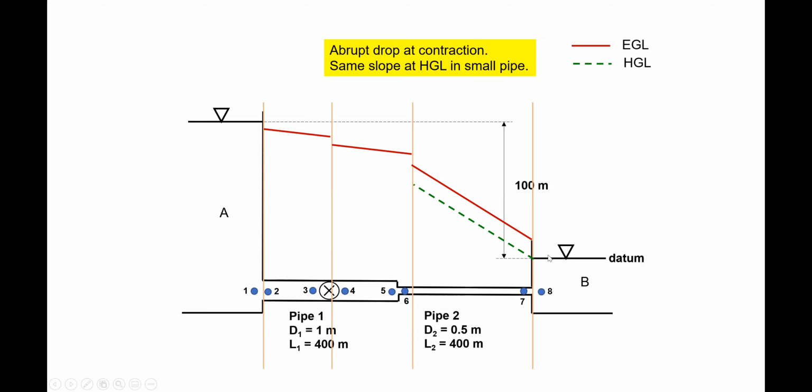You'll notice that there's a gap here, right? And so this drop in the energy grade line is related simply to the energy loss across this expansion, this outlet here.